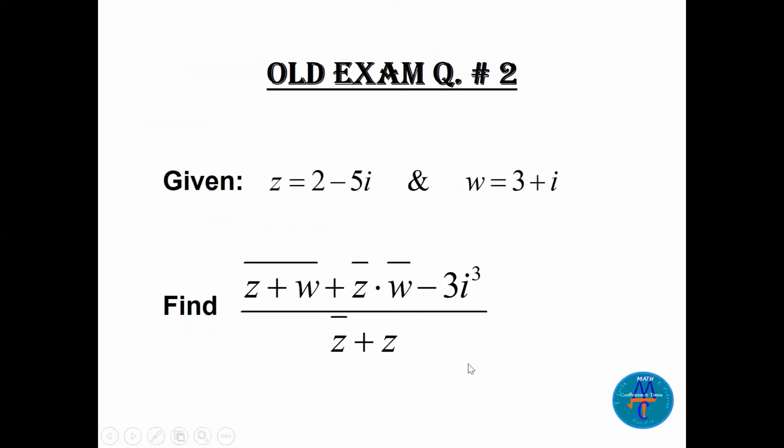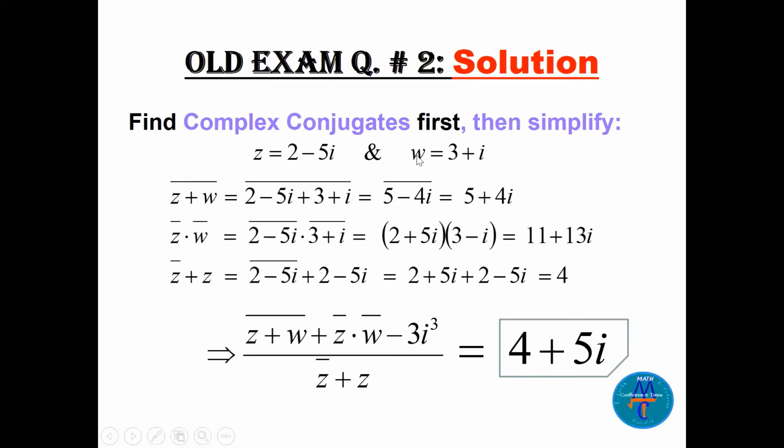Question number 2: z is equal to this, and w is equal to that. Find the conjugate of z plus w. Here, multiply the conjugate of z by the conjugate of w, plus z, and this is minus 3i cubed. So you have to simplify all this. I hope you can get the answer, 4 plus 5i.